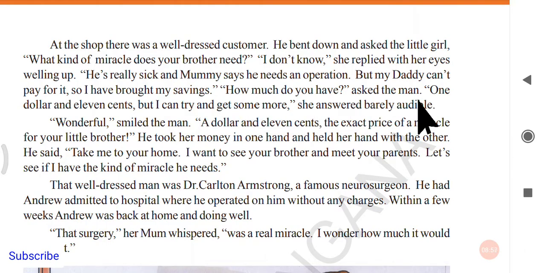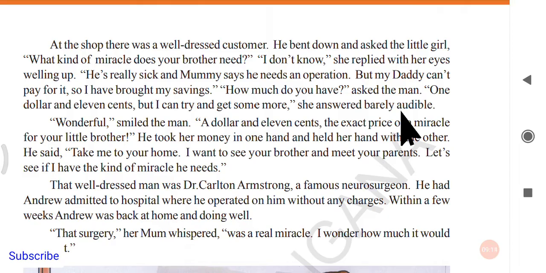Okay, so what are your savings? How much money have you saved? asked the man. "$1.11, but I can try and get some more," she answered, barely audible. She said, "I have $1.11, but if you want me to pay more, I will bring more money, no issue."